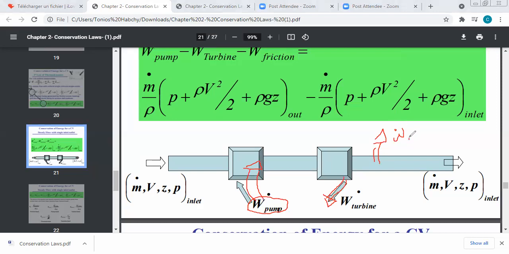Now I can do an interpretation of my formula. Since I'm now considering absolute values for W dot pump, W dot turbine, and W dot friction, at the end, it's plus W dot pump, minus W dot turbine, minus W dot friction, equal to the energy rate at outlet minus the energy rate at inlet.